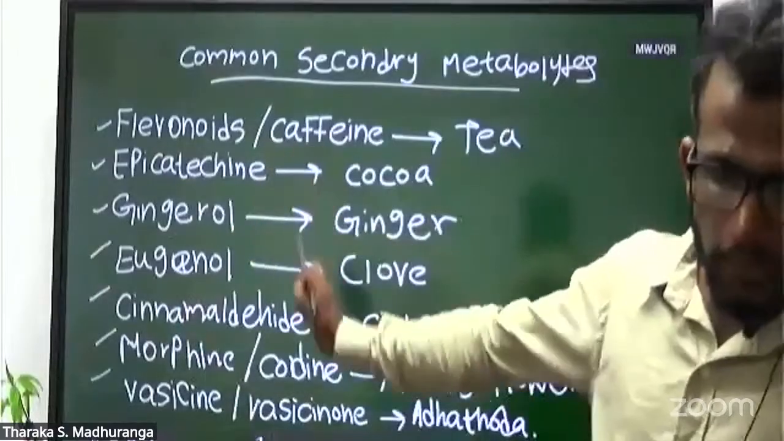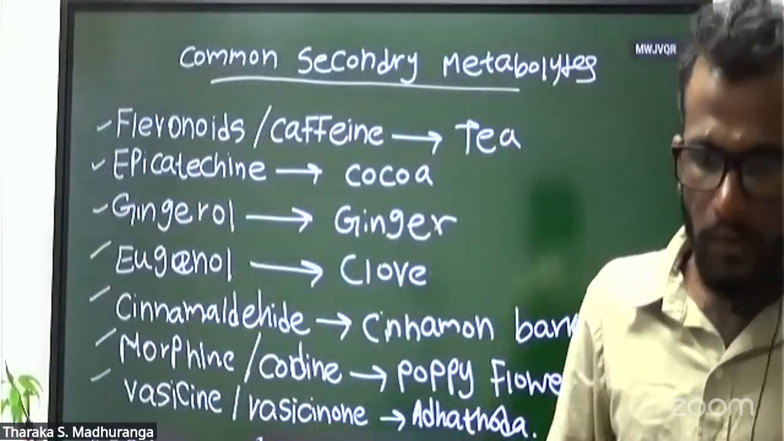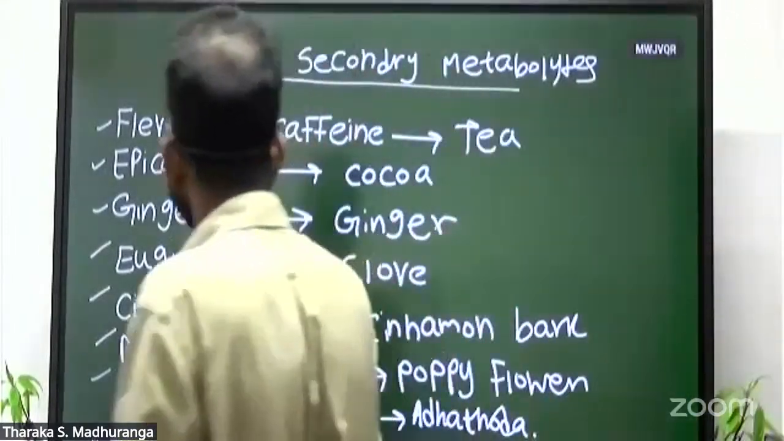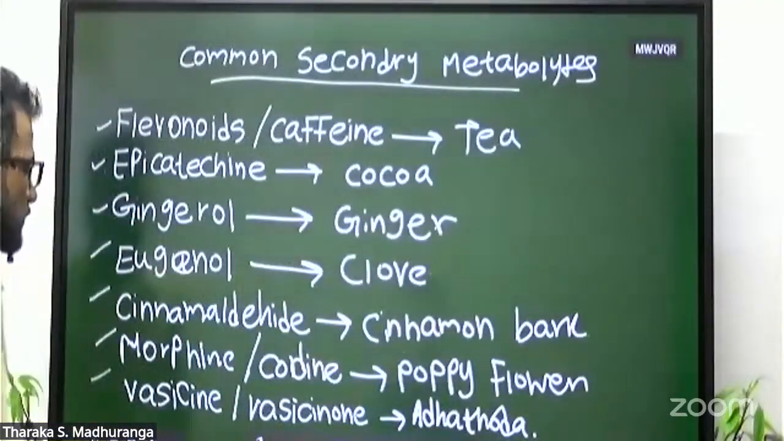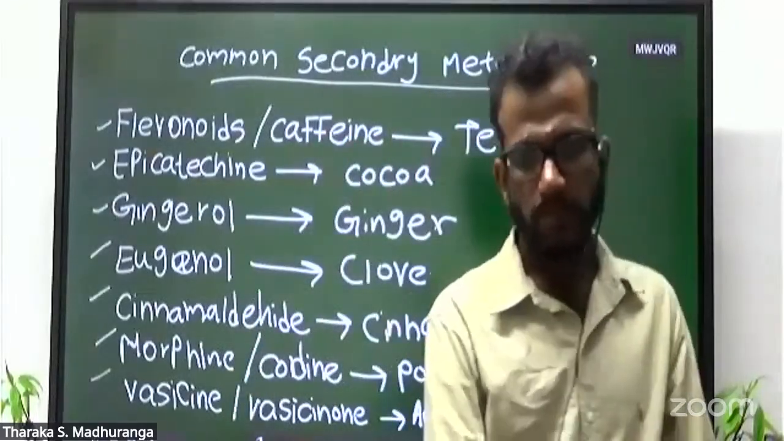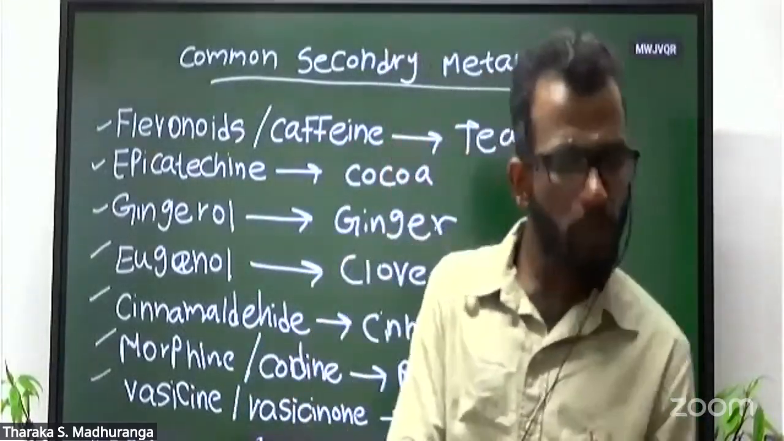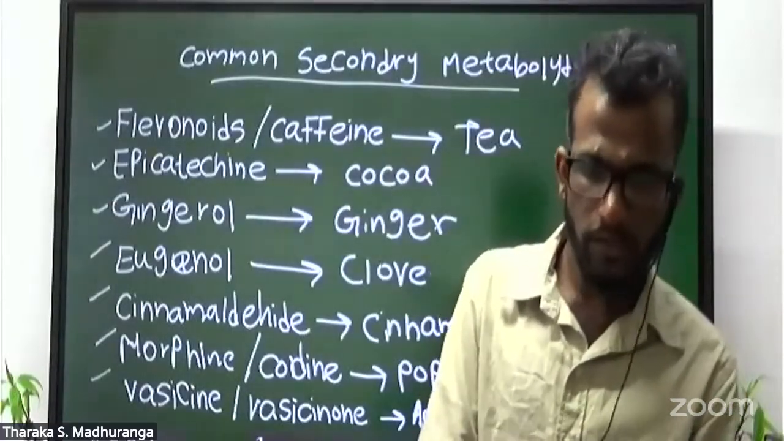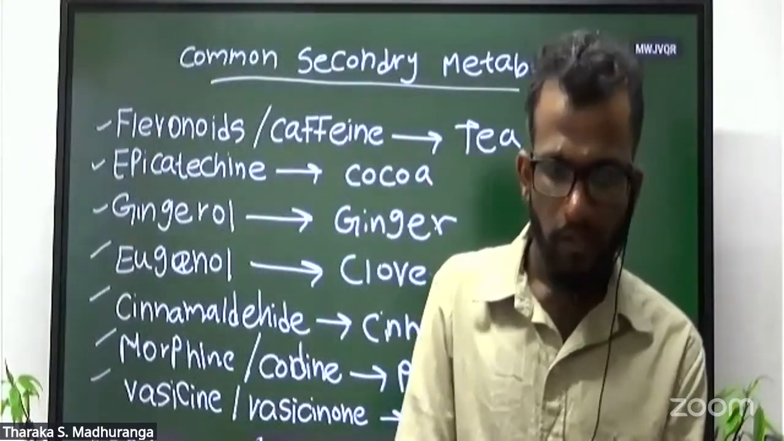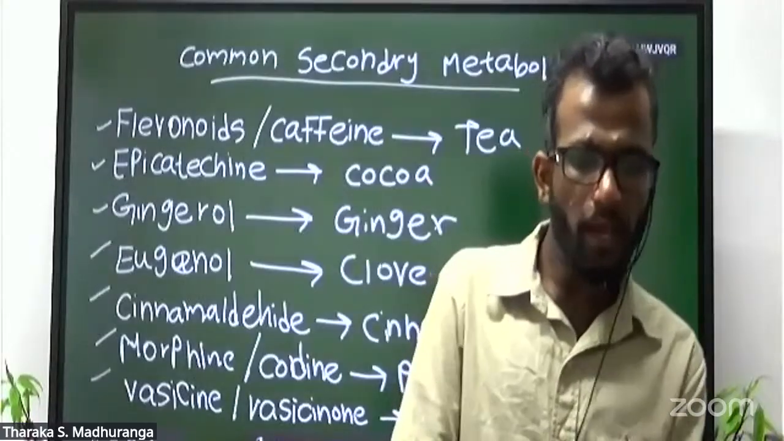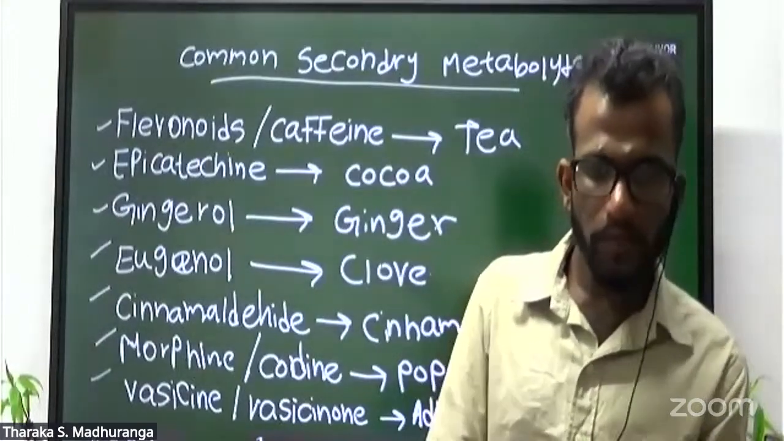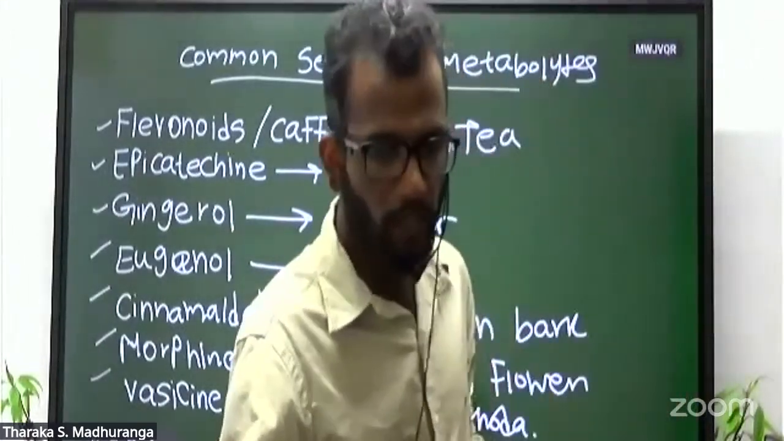Can you remember this? You should know these: gingerols, cinnamaldehyde, eugenol, epicatchin, flavonoids, caffeine, morphine, codeine, vasicin and vasicinone. Only 7 terms. It is possible for an MCQ question to come from this part. What is the source of epicatchin? What is the source plant of morphine and codeine? The poppy. What is the source of eugenol or gingerol?